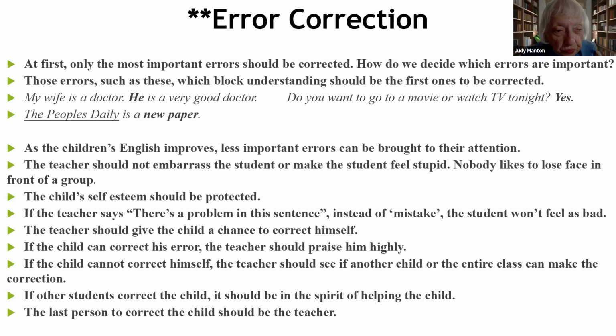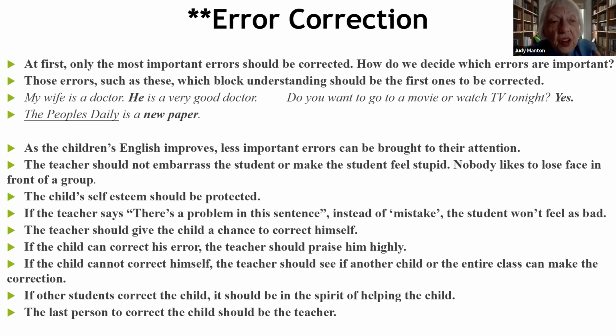Error correction. At first, only the most important errors should be corrected. Correction is a form of feedback that focuses on student errors and ways of both avoiding and learning from them. Correction can be teacher-led or student-led. It can be explicit, telling the students directly that they're wrong, or implicit, guiding students to self-correct. I suggest you take a picture of this slide for future reference, but the entire PowerPoint will be emailed to you. So let's look at just the first part.